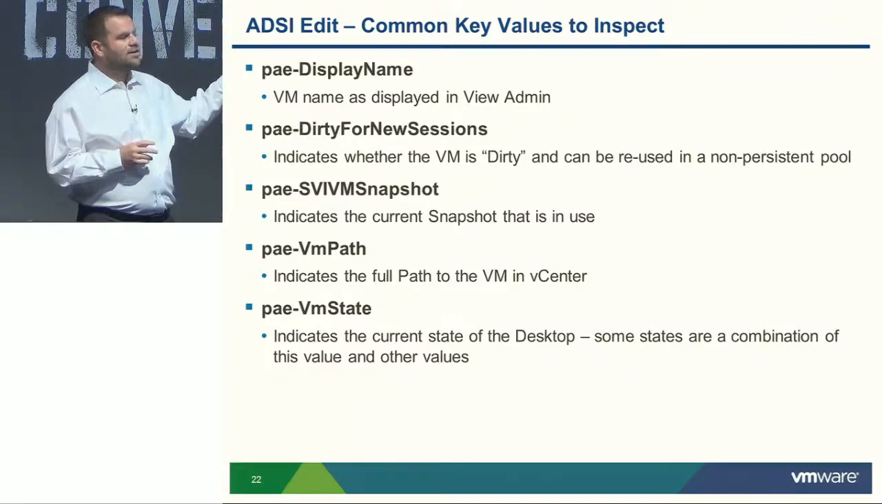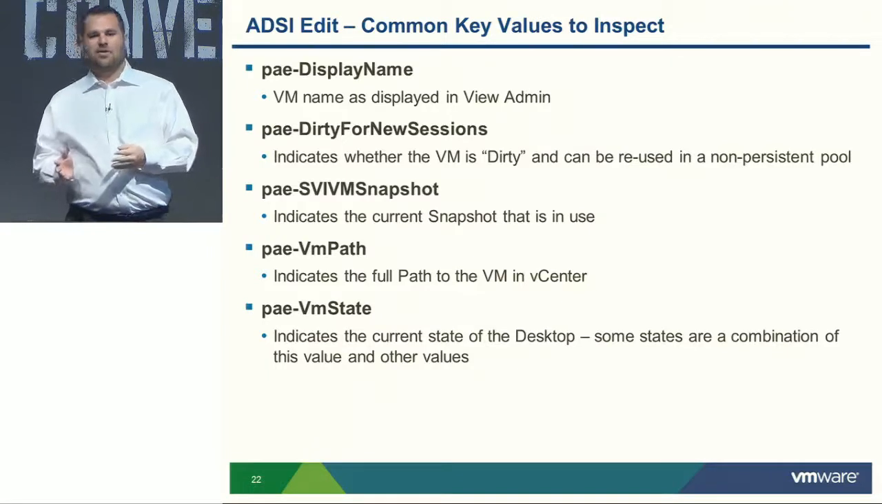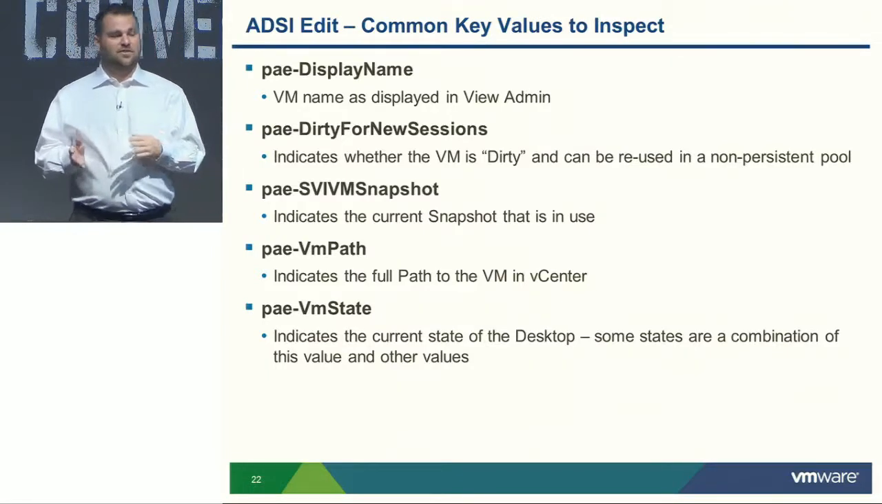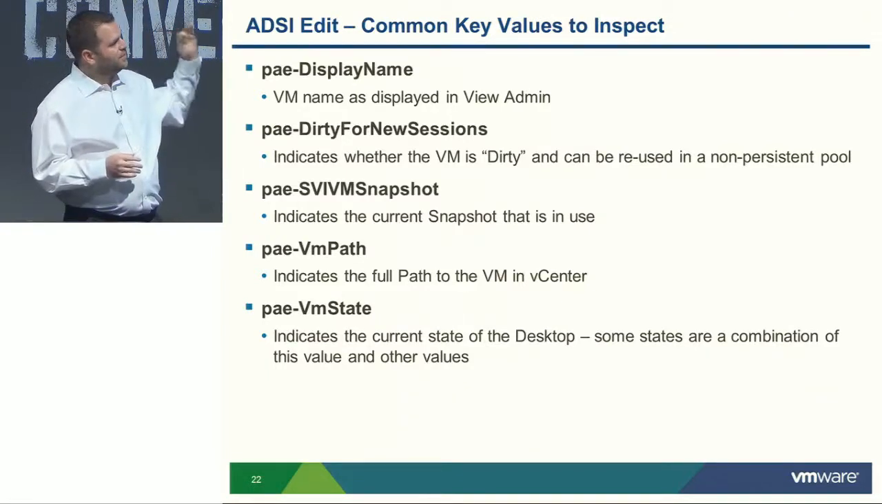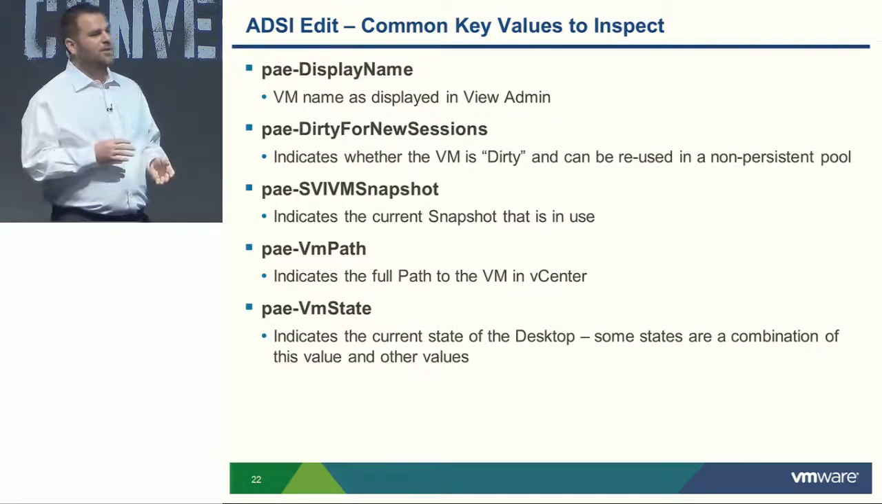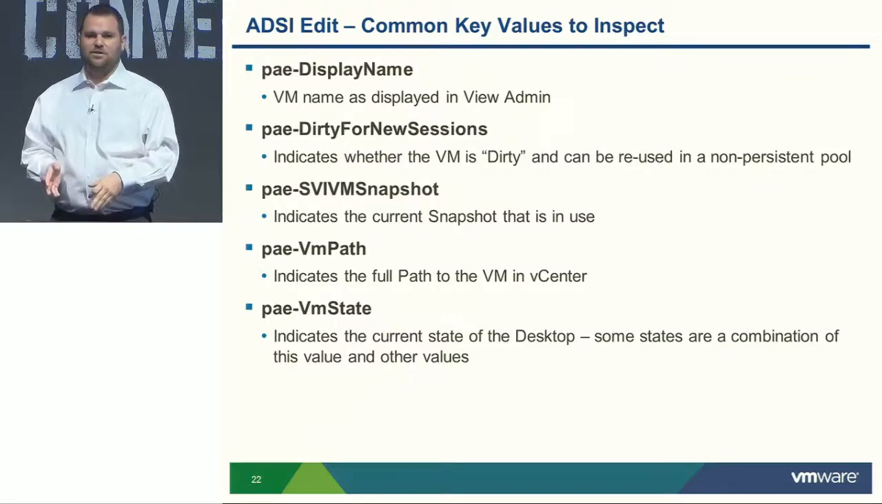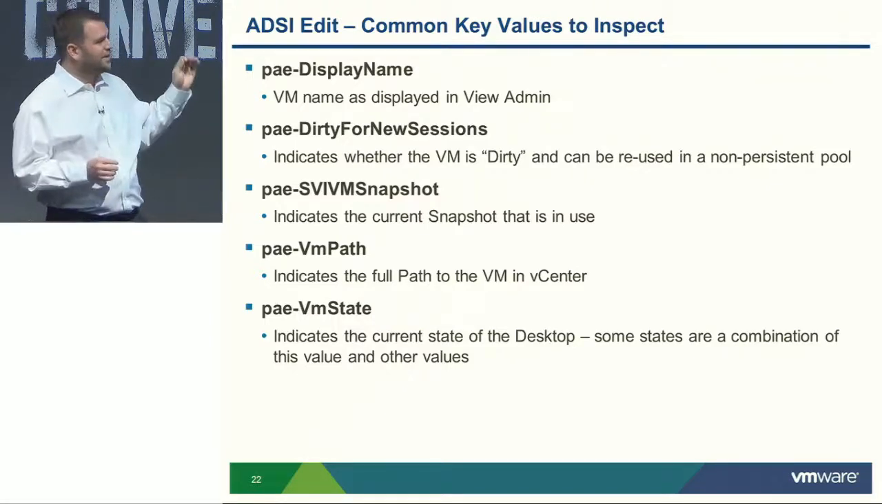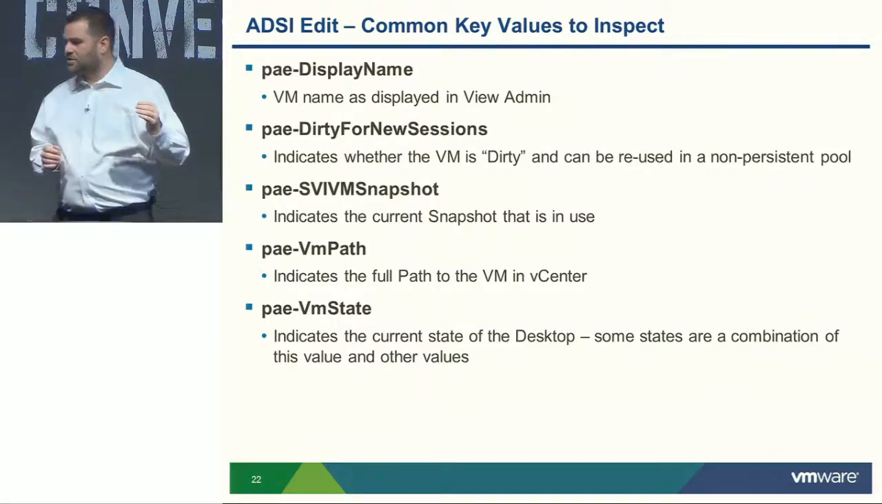Also, the snapshot, the VM path, where you can find those in terms of the vCenter infrastructure. These are attributes that, if you're trying to understand why a desktop is not working correctly or trying to just track down a particular desktop, are key for that. And I believe, go ahead and go to the next slide.